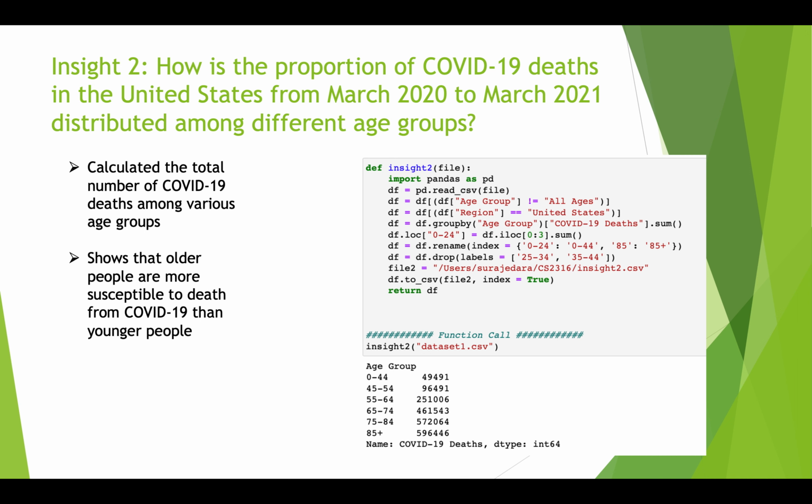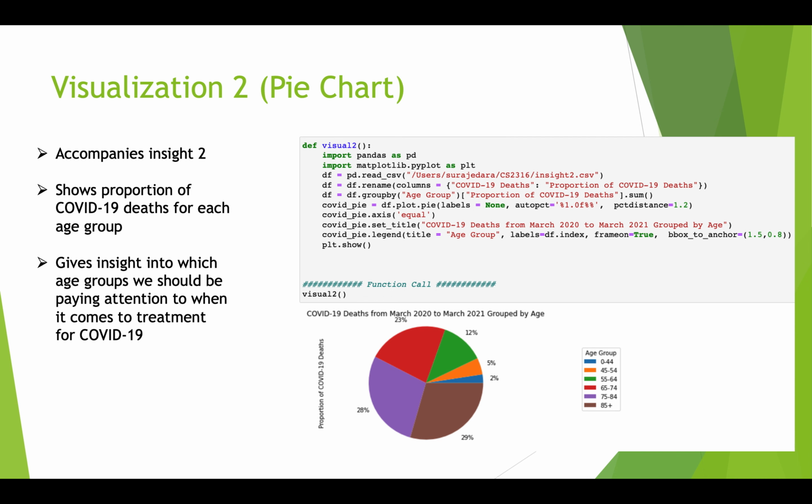For my second insight, I calculated the total number of COVID-19 deaths for the period among various age groups. And this was insightful because it shows that older people are more susceptible to death from COVID-19 than younger people. So for my second visualization, I decided to make a pie chart showing the proportion of deaths for the period for each age group, and this was meant to accompany my second insight.